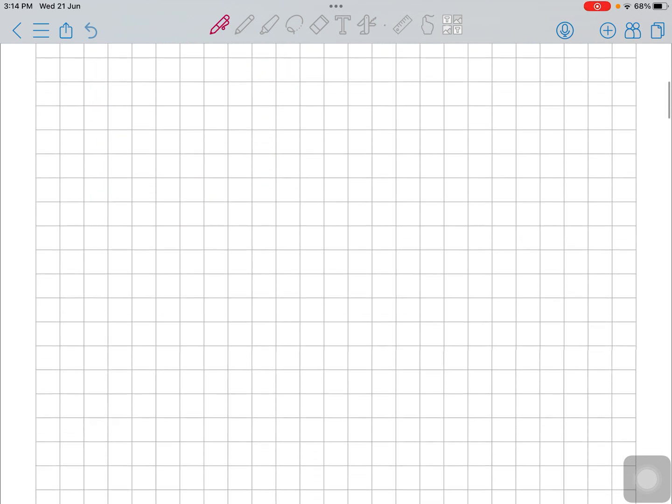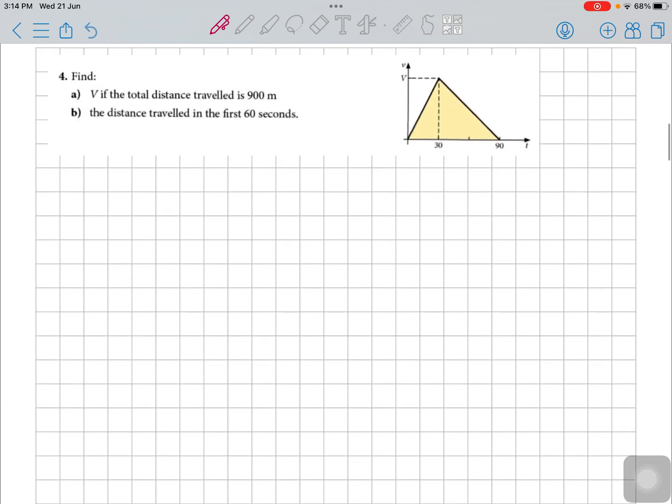Okay, let's try another question now. In this question, we know it's again a speed-time graph for the first 90 seconds. You can see that from 0 to 30 seconds, the speed is increasing. From 30 to 90, the speed is actually decreasing. Now, they are telling us that the total distance traveled is 900 meters. What is total distance traveled? Exactly, the area under the curve.